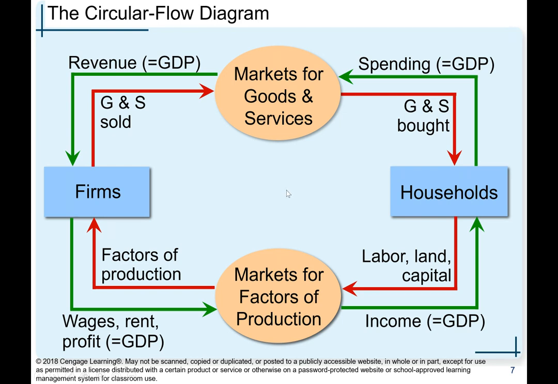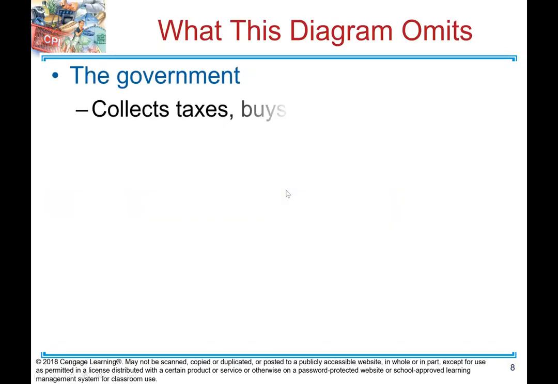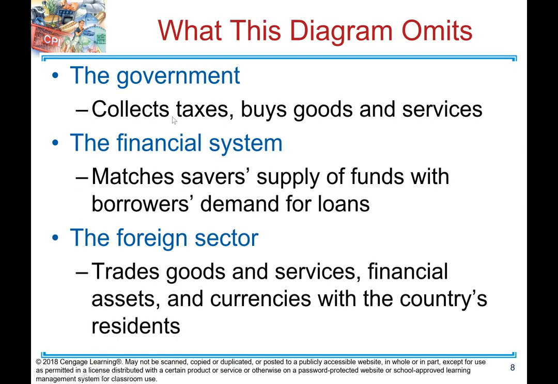It's a very, very simplified model. It omits some very important institutions like government. Government collects taxes and buys goods and services. Government interacts with both households and business, but it is omitted from that model. The financial system is not included in that model. The purpose of a financial system is to match savers' supply of funds with borrowers' demand for funds or for loans. That's the function of the financial system.